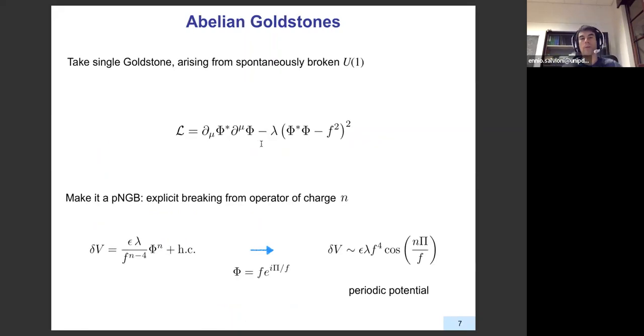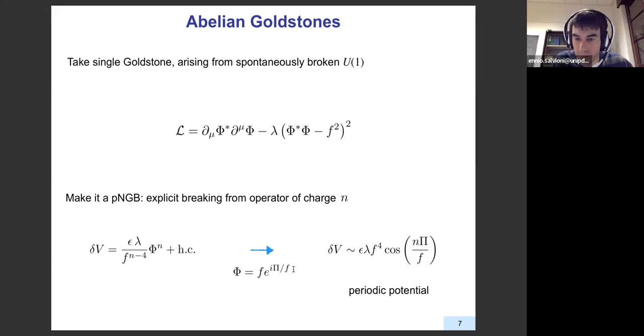For a single Goldstone, all I want to say is, let's say that there is a complex scalar field phi with a spontaneously broken U(1), which arises from such a potential. At this level, the Goldstone is massless, and I can make it a pseudo-Goldstone boson by some explicit breaking. I'll assume here that the explicit breaking is from an operator of charge n, so I get something like this as an explicit breaking term. And we know that if we do this, then the resulting potential is nothing but the cosine of n pi over f, where pi is the Goldstone boson.